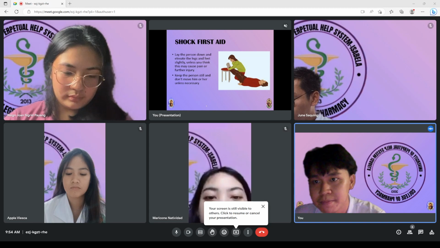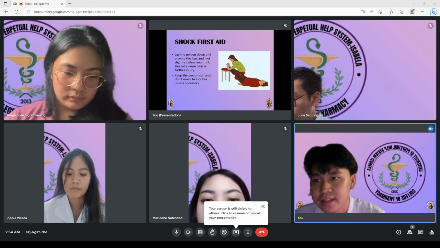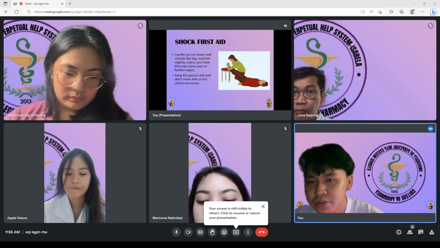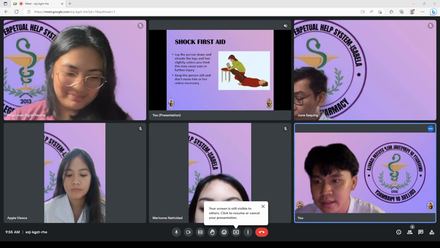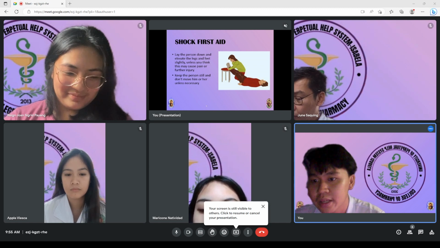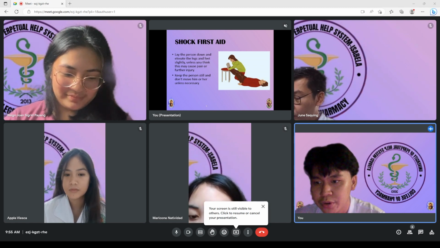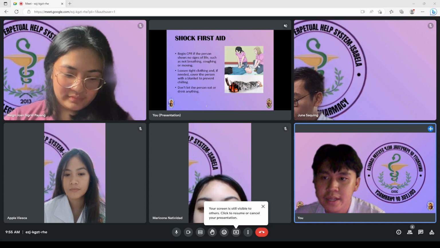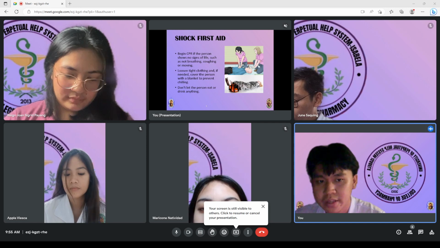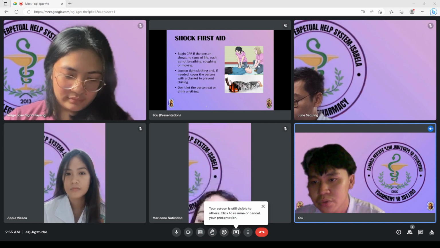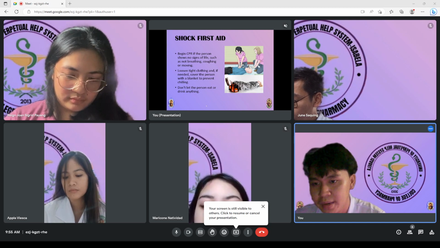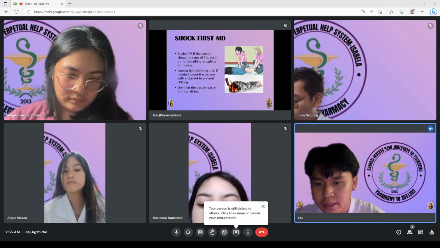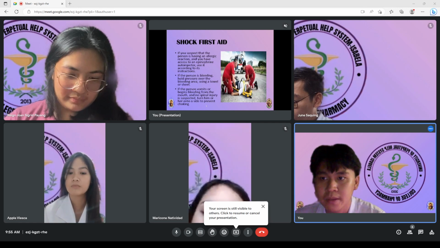These are the steps in shock first aid. Lay the person down and elevate the legs and feet slightly, unless you think this may cause pain or further injury. Keep the person still and don't move him or her unless necessary. Begin CPR if the person shows no signs of life, such as not breathing, coughing, or moving. Loosen tight clothing and, if needed, cover the person with a blanket to prevent chilling. Don't let the person eat or drink anything.